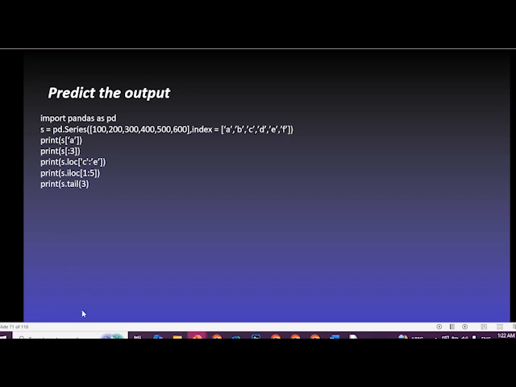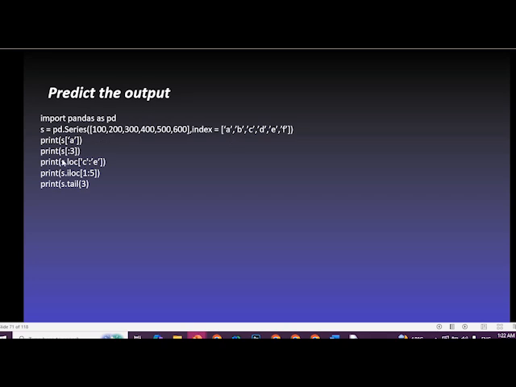Now print S of A. What is the output? This is how we access the elements of the series: S, then in the square brackets, A. We have this index A in the series. At index A we have 100. So what will be returned?